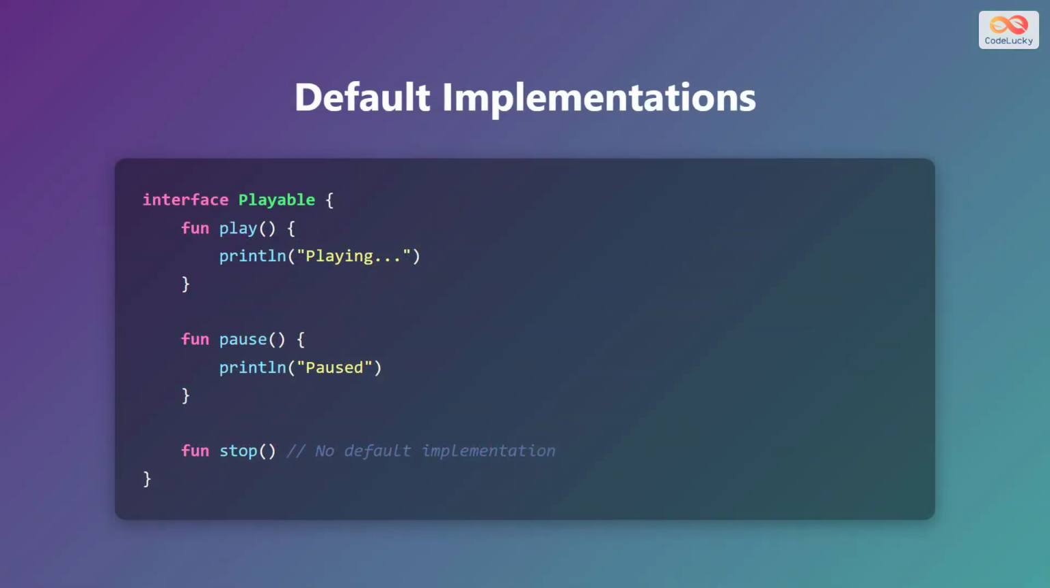One powerful feature of Kotlin interfaces is that they can provide default implementations for methods. In this Playable interface, the play and pause methods have default implementations that print messages. However, the stop method has no implementation, so any class implementing Playable must provide its own stop method. This allows us to share common behavior across multiple classes while still requiring specific implementations where needed.